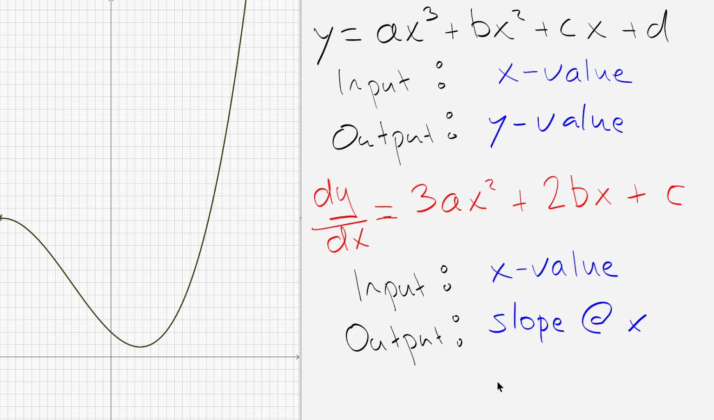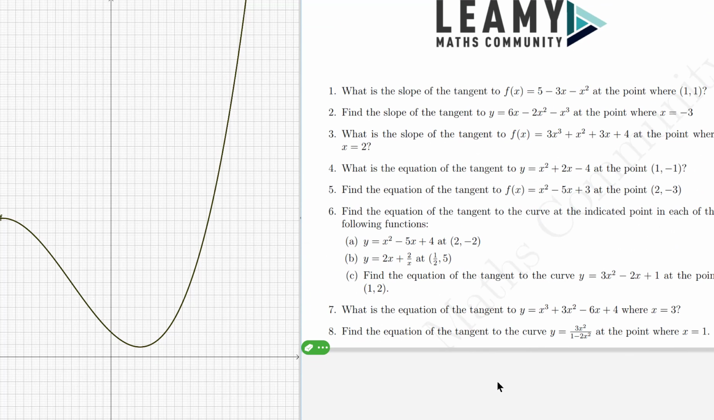So let's take a look at an example of what we've just been learning. I will have a look here at question 7. What is the equation of the tangent to y equals x cubed plus 3x squared minus 6x plus 4 where x is equal to 3? So I'm asked to get the equation of a tangent. Over here on the left I have the function, and I need the equation of the tangent where x equals 3.